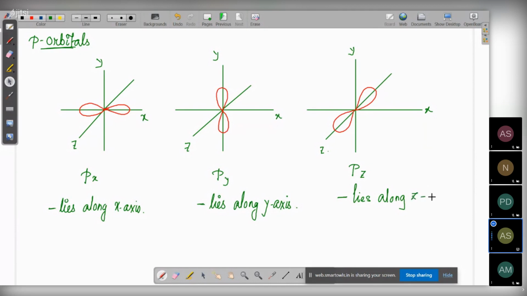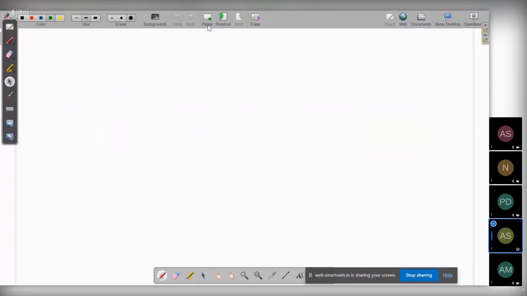I hope the p orbital diagrams are clear to everyone. Yes or no? Yes, sir. So this is the px, py, and pz lying on the three different axes. Now drawing p orbitals is not that tough. This basically requires practice. Now, d orbital.